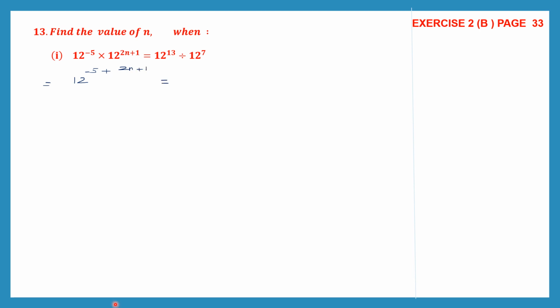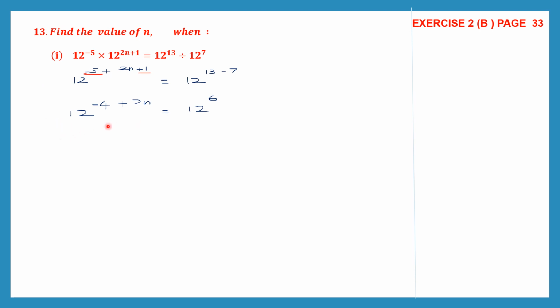Now on the other side also the base is the same and it's division. That means we can subtract the powers. So this is going to be 12 raised to the power of 13 minus 7. So this is 12 raised to the power of, let's take the whole numbers, minus 5 plus 1. Signs are different. Put the sign of the bigger number and subtract. 5 minus 1 is 4. Minus 4 plus 2n. And here 12 raised to the power of 13 minus 7 is 6.